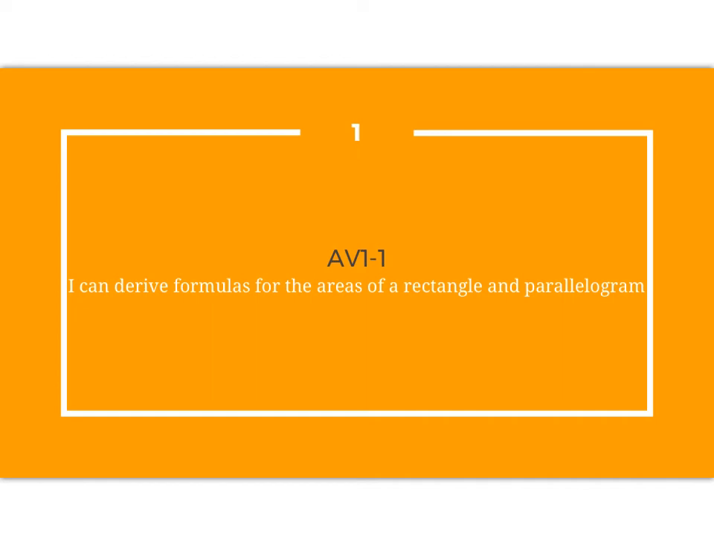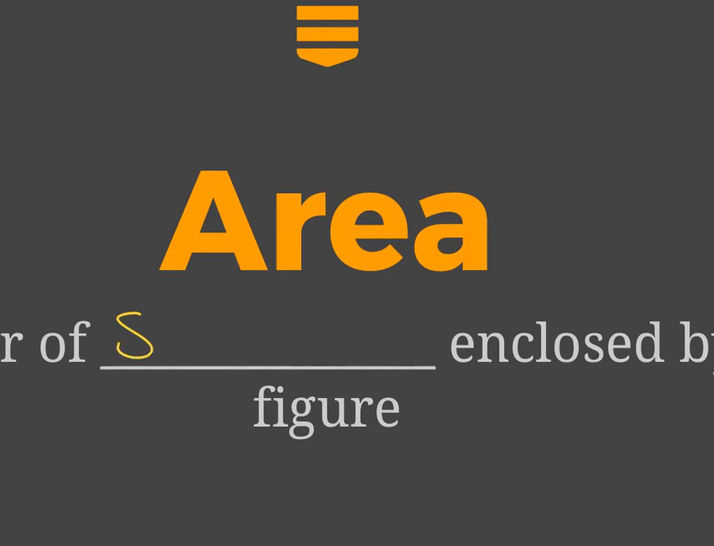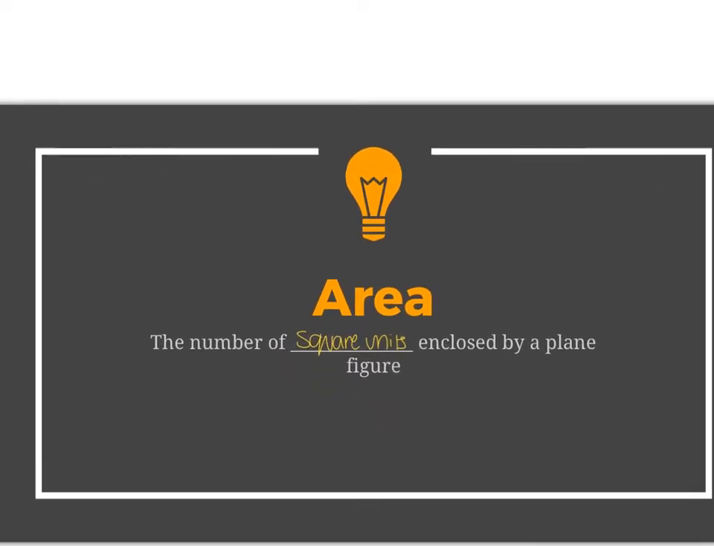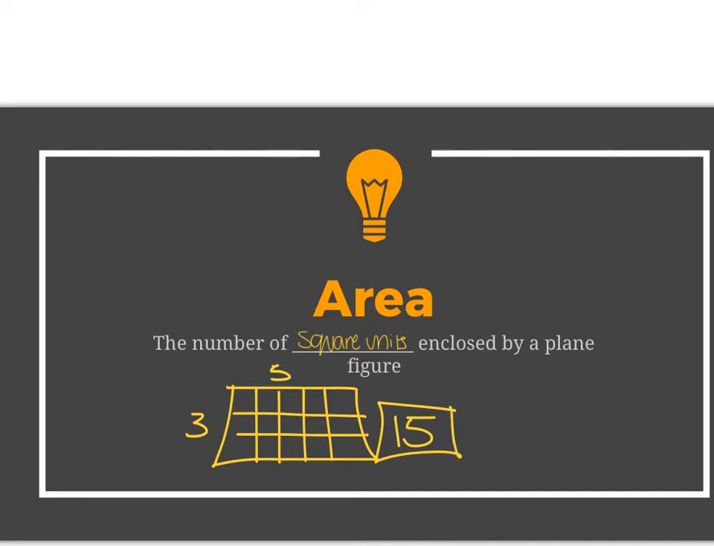In AV1-1, we're going to talk about the formulas for the areas of rectangles and parallelograms. So remember that the area is the number of square units enclosed by a plane figure. So if I have a rectangle like this, and I say, hey, this side is 5 and this side is 3, I have 15 squares there. Okay, so this would be 15 square units.